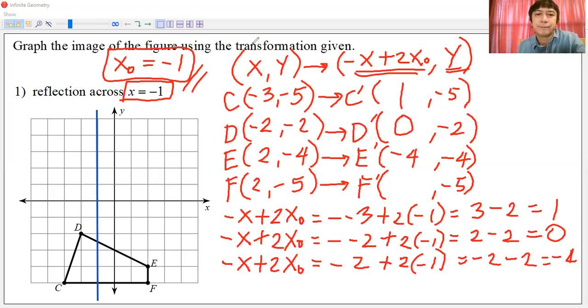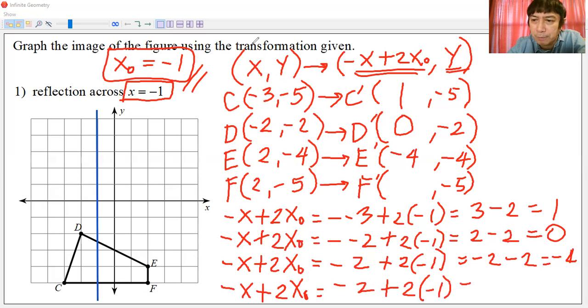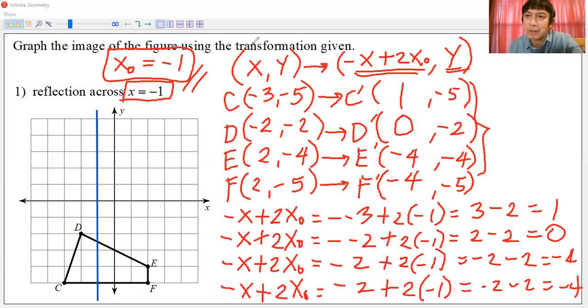And then the f prime now, the same formula, -x plus 2 times x of 0. We have a negative of our x. All right, we have the same number 2, okay? So that means this will proceed just like point E. There, -2 and -2 equals -4. And we have our points here. And we're done. Let us draw our image.